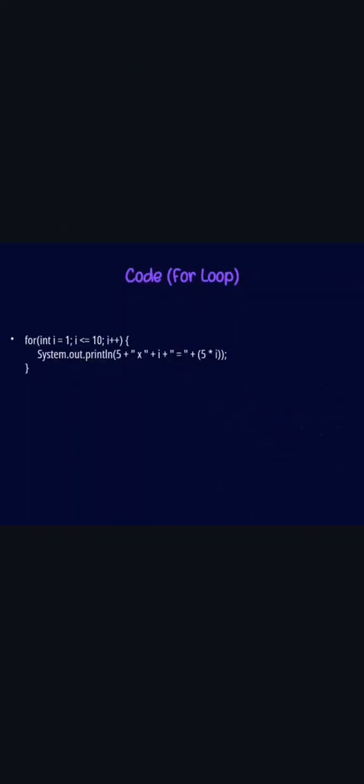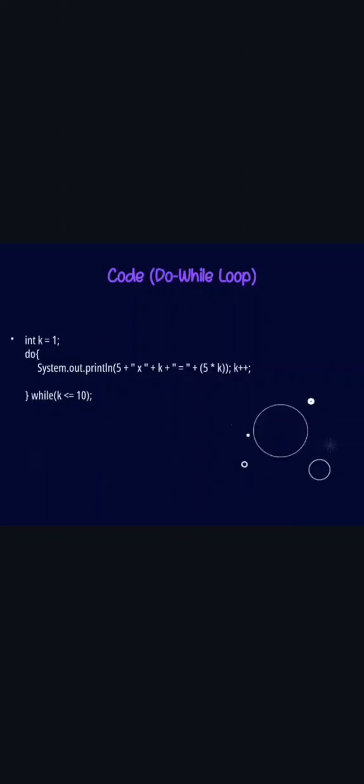Let's start with the for loop. We initialize the variable i as 1. The loop runs as long as i is less than or equal to 10. Inside the loop, we calculate 5 times i and print it. After every round, i increases by 1. So first we get 5 times 1, then 5 times 2, and so on, until 5 times 10. The for loop is short, neat, and easy to read, which makes it a good choice when the number of iterations is fixed.